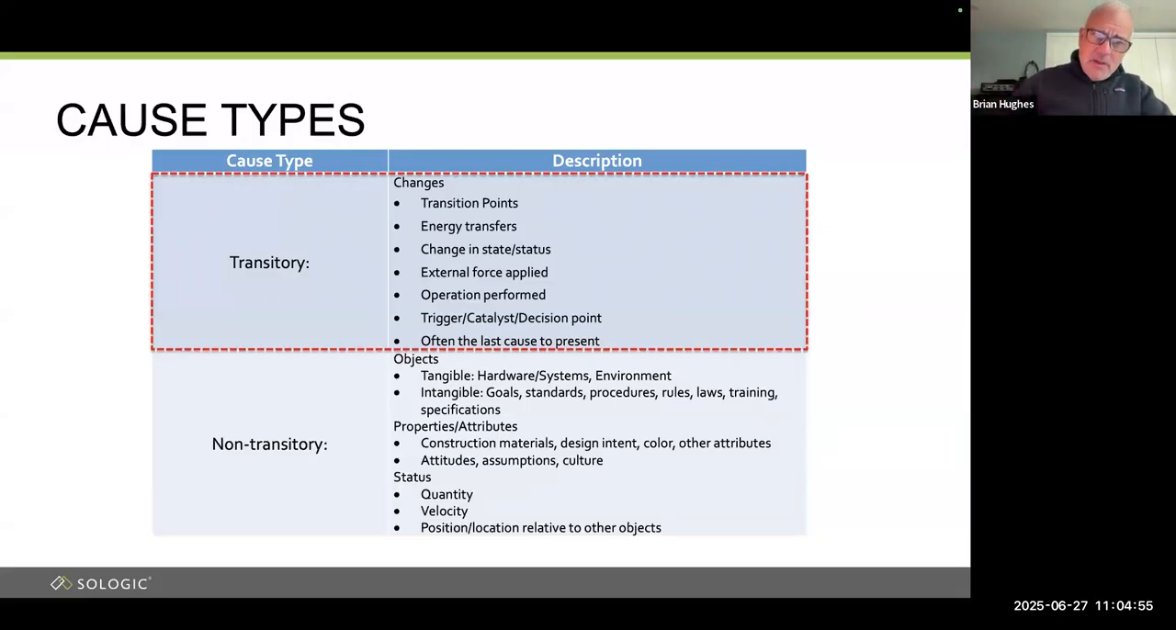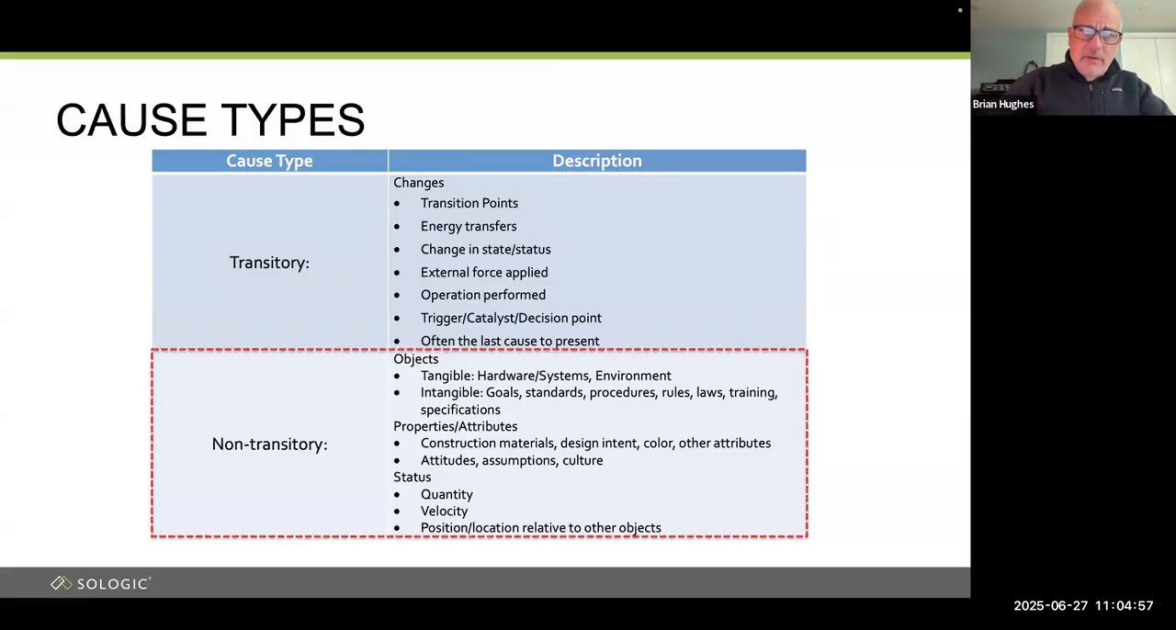And often it's the last cause to present, because the other ones were sitting there waiting for something to happen or not. Okay. Now, non-transitory causes are objects, tangible things like hardware, systems, environment. They can be intangible too: goals, standards, procedures, rules, laws, training, specifications, right? So things that you can't really hold, but you can't say they don't exist. The properties and attributes of those.